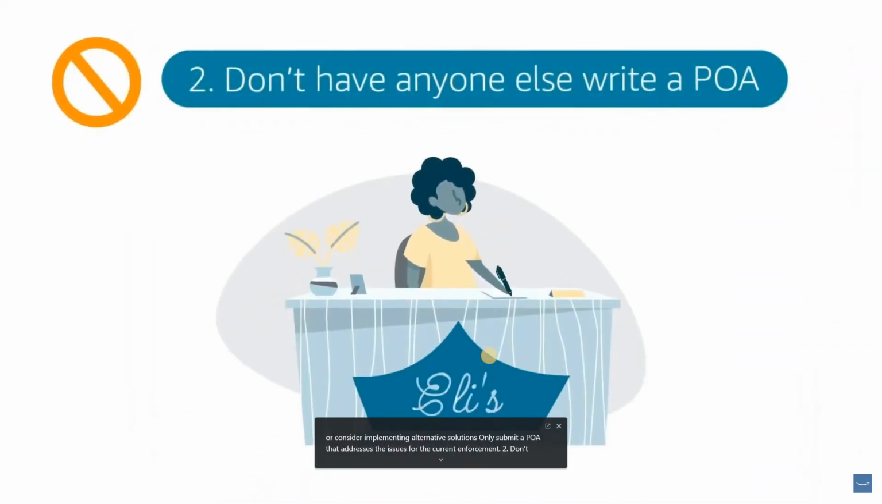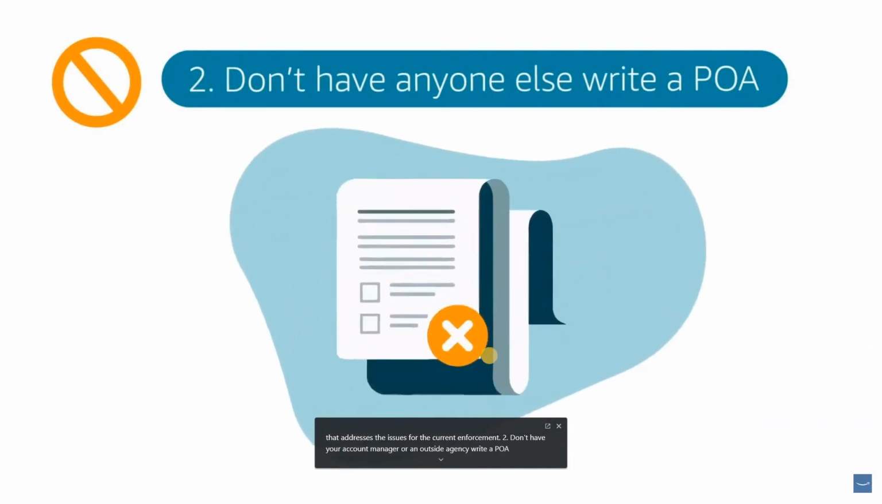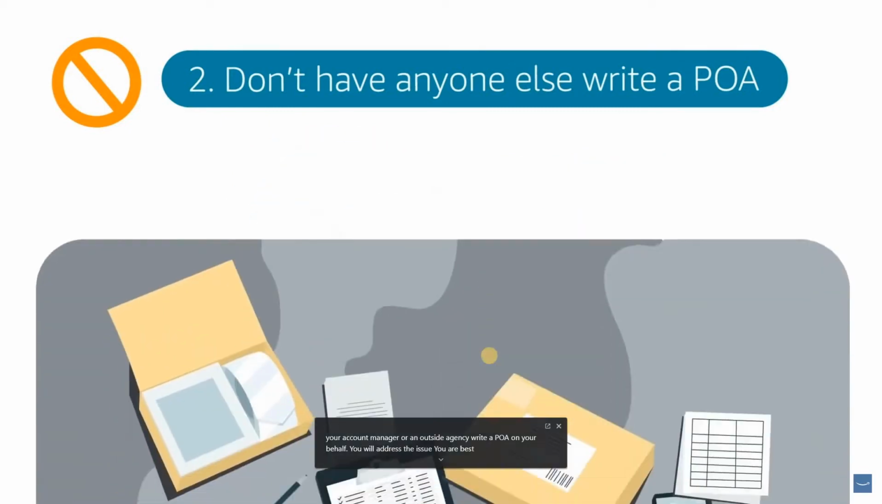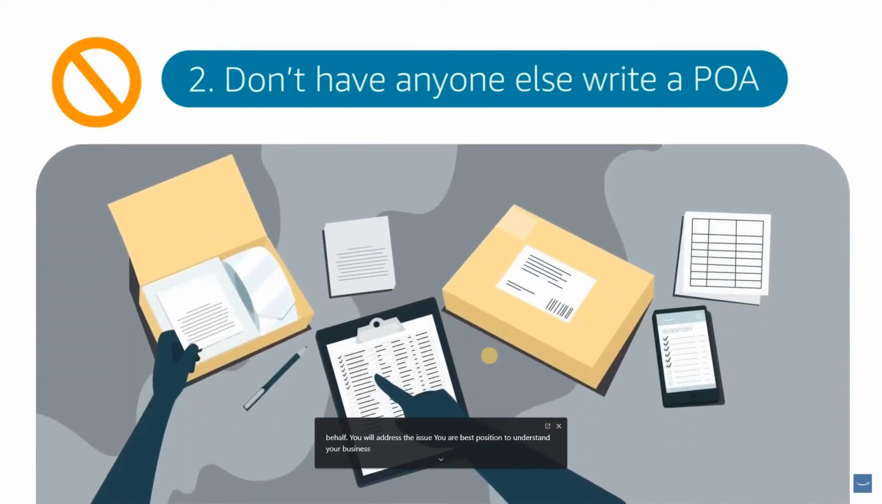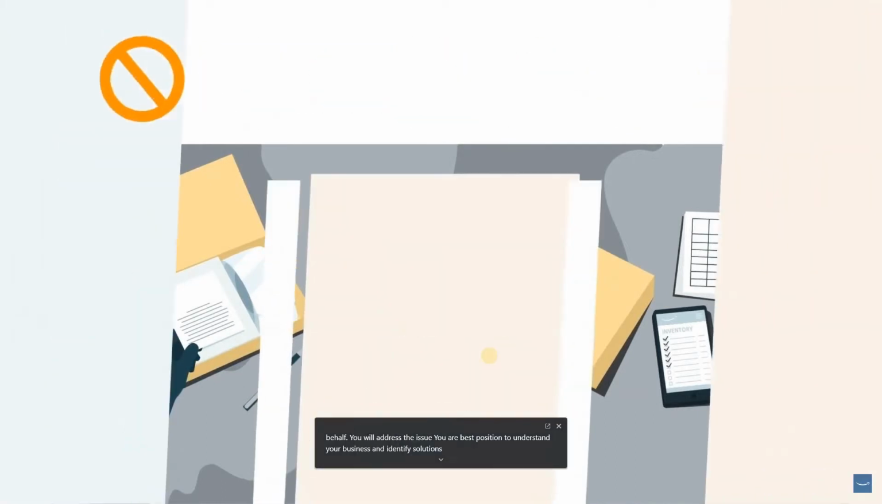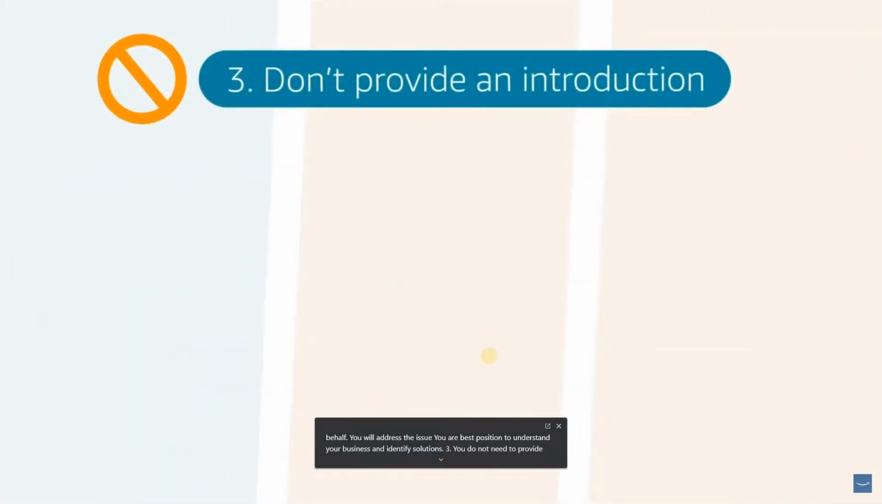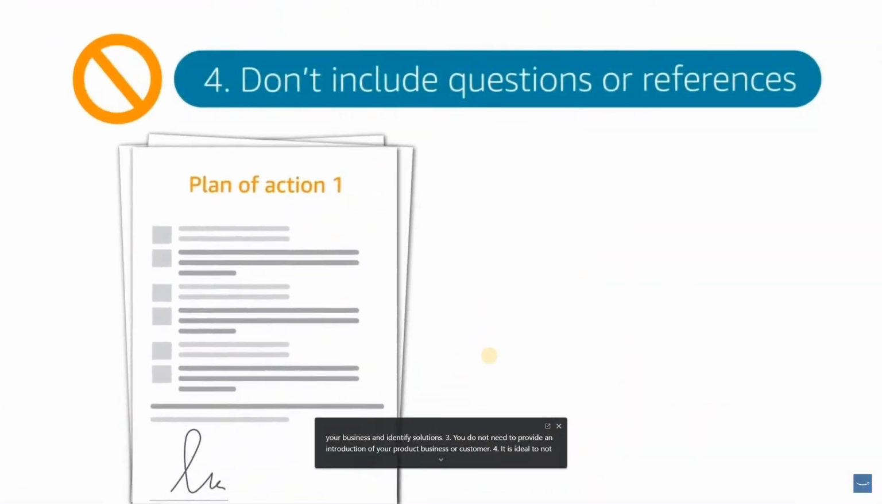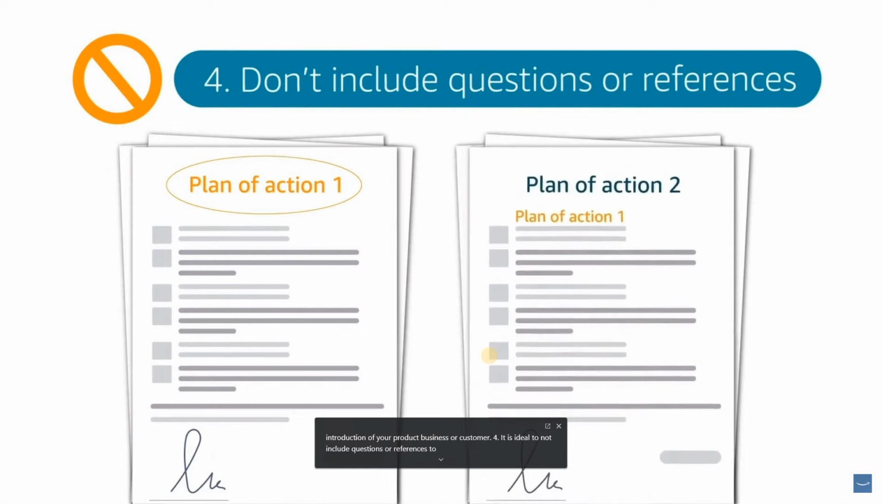2. Don't have your account manager or an outside agency write a POA on your behalf. You will address the issue. You are best positioned to understand your business and identify solutions. 3. You do not need to provide an introduction of your product, business, or customer. 4. It is ideal to not include questions or references to ongoing support cases in your submission.